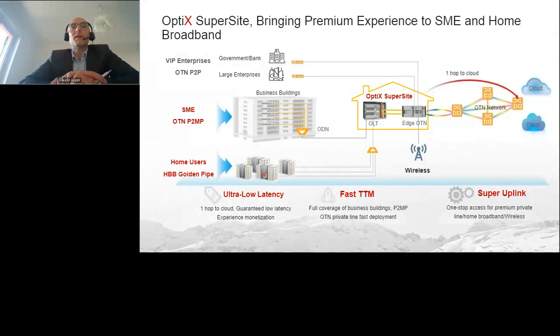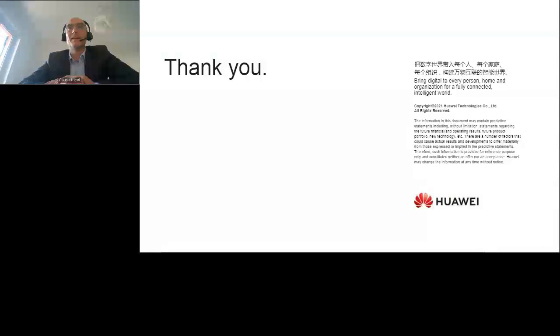Maybe medium enterprises are not ready to pay as much, but they may enjoy the existing PON networks, and with the connectivity from the OLT to the edge OTN, starting from the OTN uplink, they may have all the advantages of the OTN granted connectivity and go straight to the cloud. So granting ultra low latency, a fast time to market for the new services, what we call the super uplink, and even enjoying the improvement associated with the OTN technologies thanks to liquid OTN. And that's it. Thank you for listening, and I will hand back to Simon.